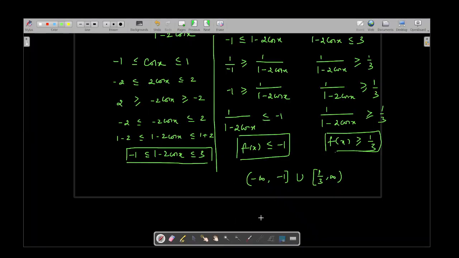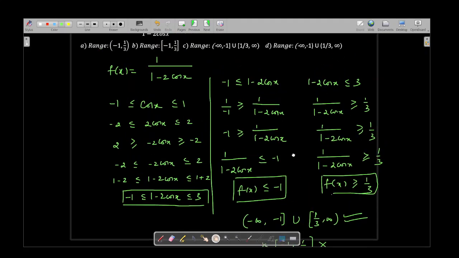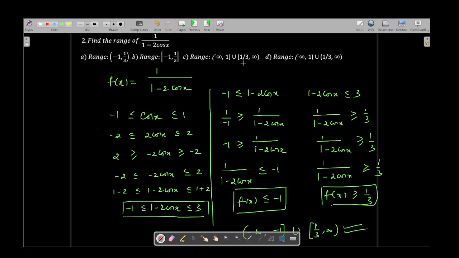In many textbooks, the answer they have given is minus 1 to 1 by 3, which is completely wrong. This is not the correct answer, and this is the right answer. So here we can write the range is minus infinity to minus 1 and 1 by 3 to infinity. Both are included.